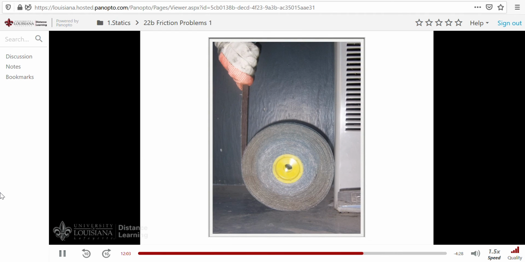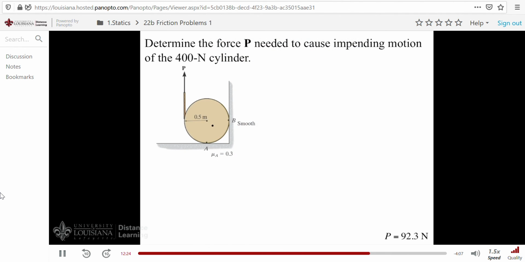Well, here's our final problem. Consider this roll of tape, and someone's pulling upward on it, attempting to try to turn it. We'll assume the tape is up against a smooth surface here and on the rough floor down here. We'll try to analyze a problem like this to find the force required to cause the tape roll to turn. To do that, we'll consider this cylinder, which has a weight of 400 newtons. Here's a smooth surface, and of course, a rough surface.